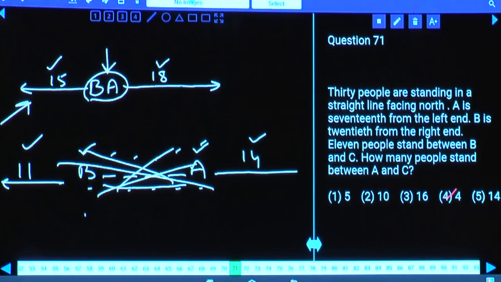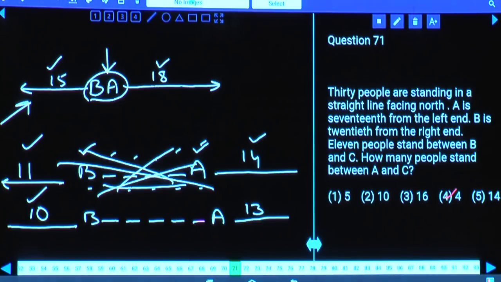1, 2, 3, 4, 5 and A. 5 persons in between B and A. Now B is 20th and 20th 1, 2, 3, 4, 5, 6, 7 and this is 13. And A is 17. 1, 2, 3, 4, 5, 6, 7 and this is 10. Then count 10 plus 13, 23 plus 2, 25 plus 5, 30. Then you will get 30. How many persons are there in between these two? Choice 1 is the answer.